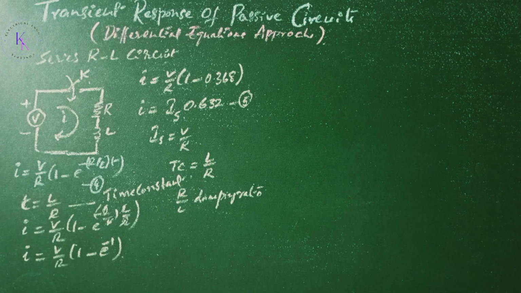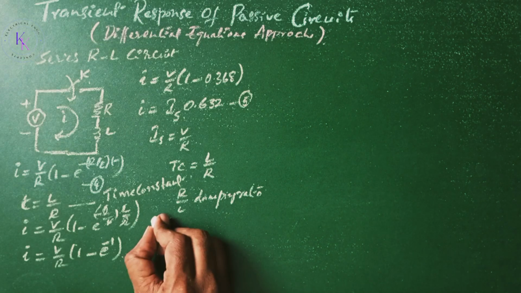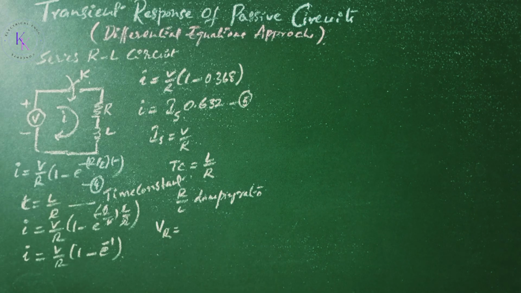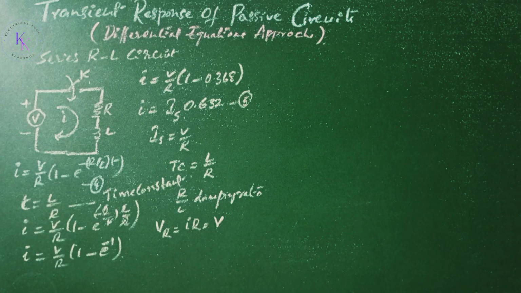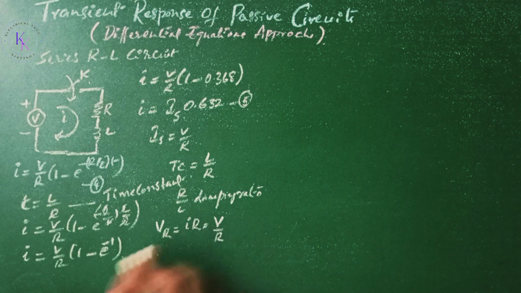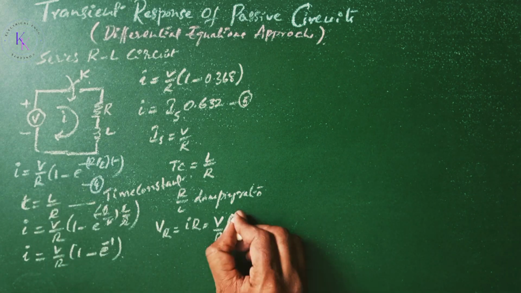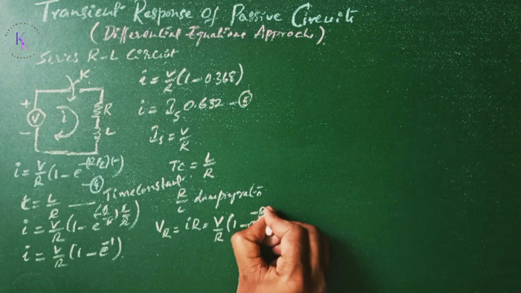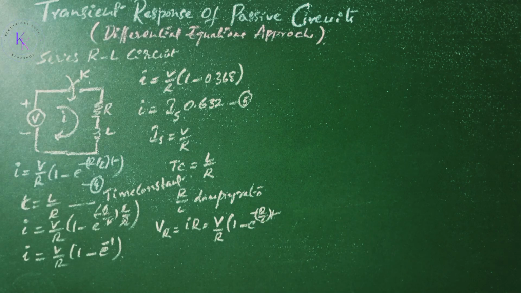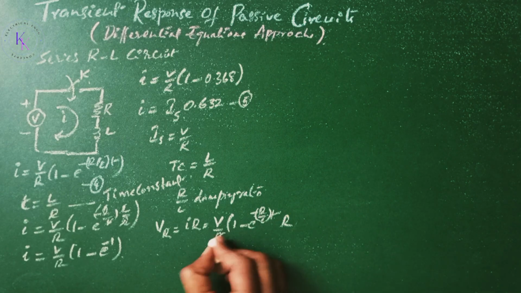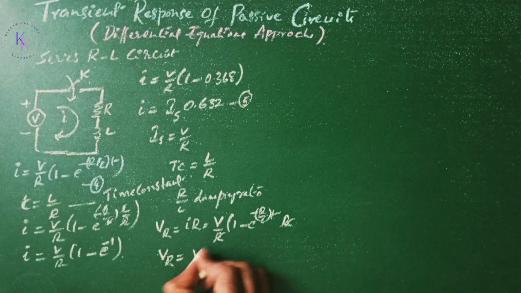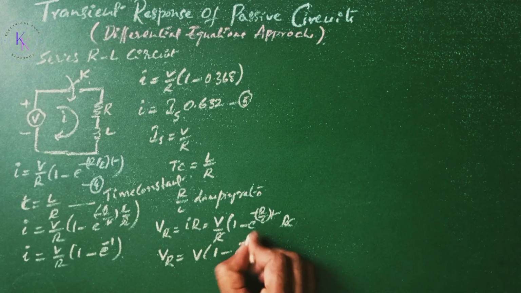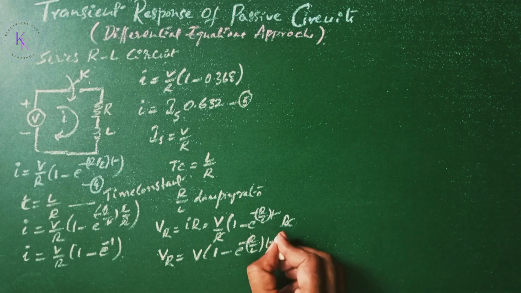The voltage drop across the resistor and inductance during the transition period is given as follows. The voltage drop across the resistor is given by I into R, that equals V by R times (1 minus e to the power of minus R by L of t), with the I value from equation number 4, multiplied by R. R gets cancelled. Then the voltage drop across the resistor is given by V times (1 minus e to the power of minus R by L of t).